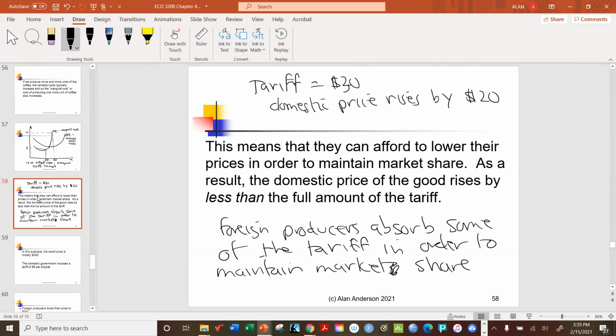Don't worry, we'll see this when we get to the graph. You'll see it makes more sense. It's very complex right now, but when you see the graph, I think you'll realize that it's not as bad as it sounds. In other words, all we're saying is that no matter what the tariff is, the domestic price is not necessarily going to go up by the full amount if it's a large country that's imposing the tariff. If it's a small country, most likely it'll go up by the full amount.